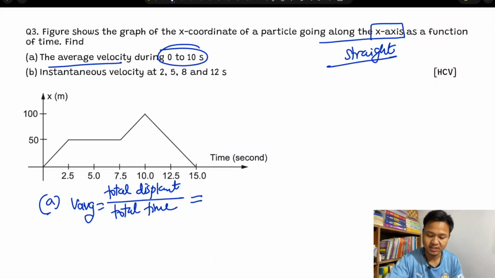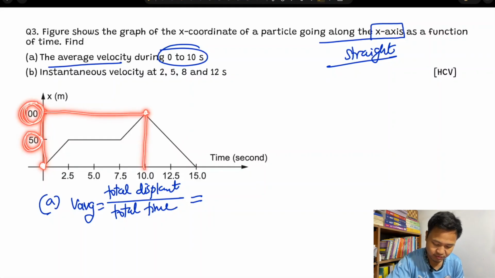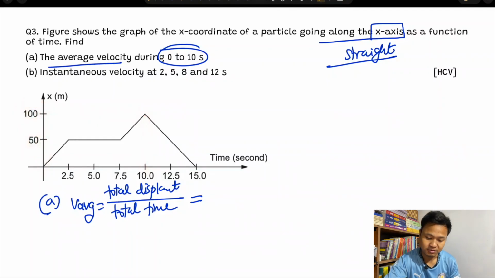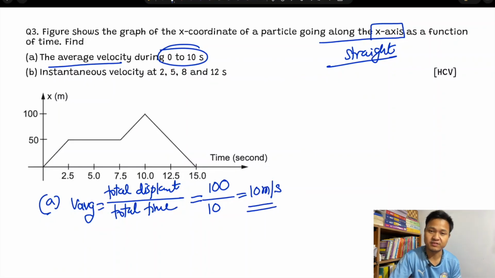It starts from the origin, covers 50 first, and finally it covers 100 meters. So you can see that the particle covers 100 meters in 10 seconds. Divided by 10, that means 10 meters per second. So this is the average velocity.